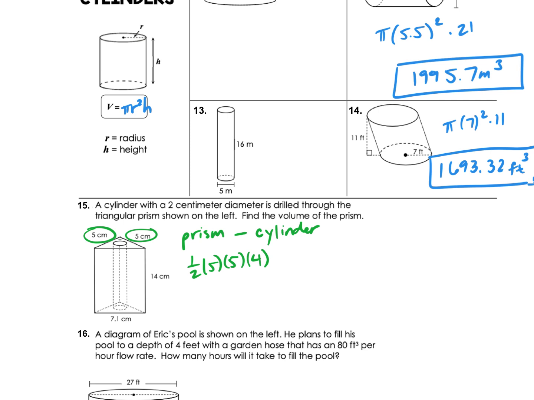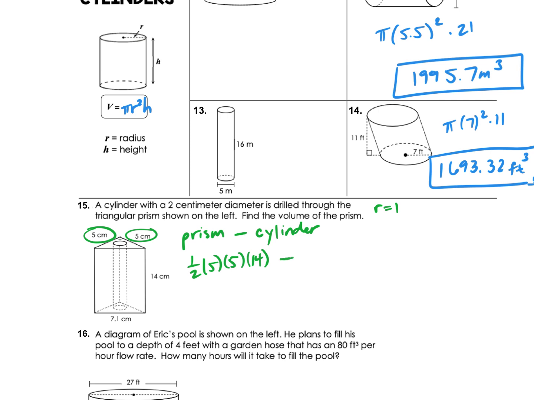And now, how are we going to find... oh, it told me the cylinder has a 2 centimeter diameter, which means my radius is... yep. I was confused because I was like, where did you get 1 from? In the problem, it said the cylinder has a 2 centimeter diameter. So my radius is 1.